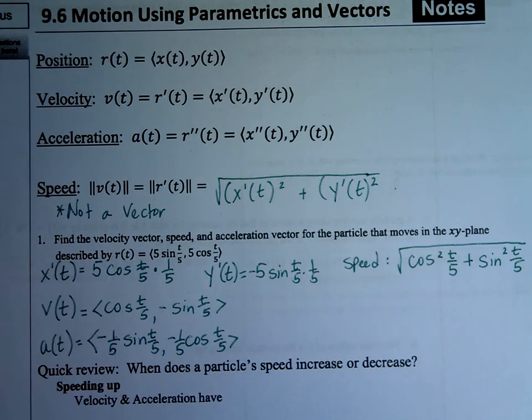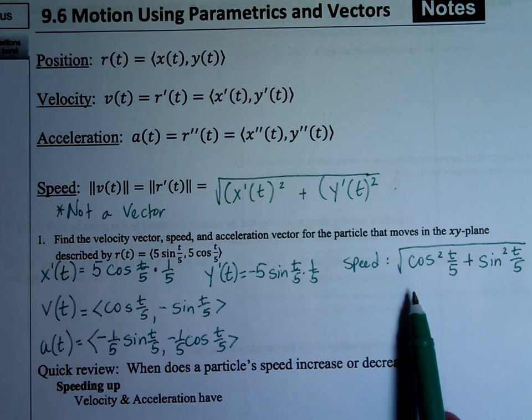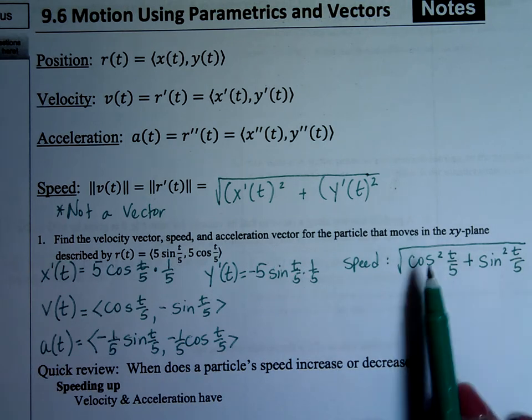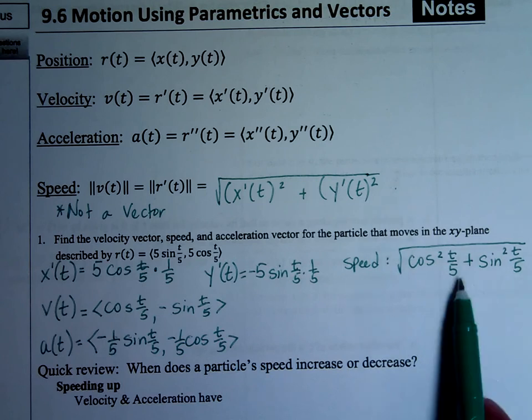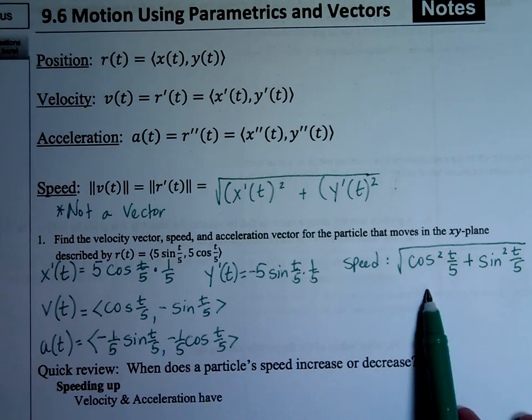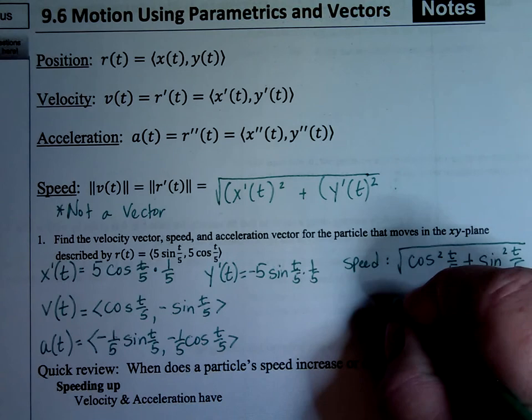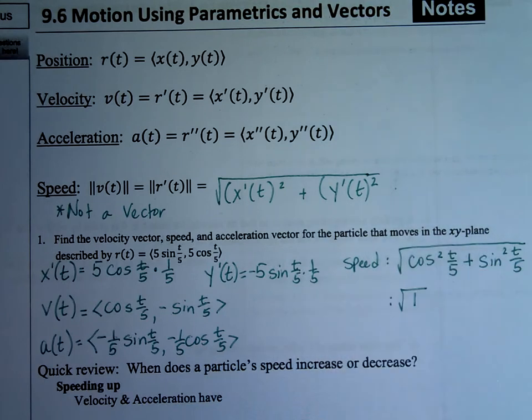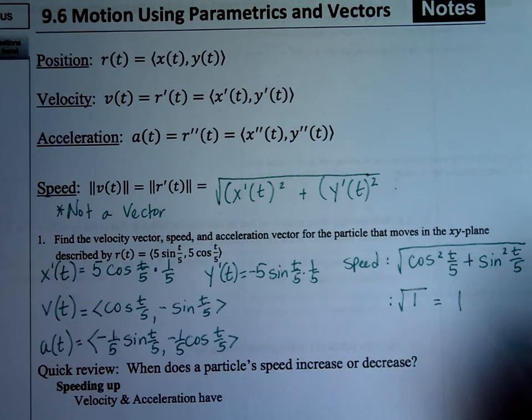Here you go. So here's where I'm at. Now let's think about this for a minute. I think we've seen this come up in other sections previous to this. If I have sine squared plus cosine squared of the same angle, then the Pythagorean relationship comes into play. Sine squared of an angle plus cosine squared of an angle equals 1. So really this would be the square root of 1, which is 1. And there's your speed.